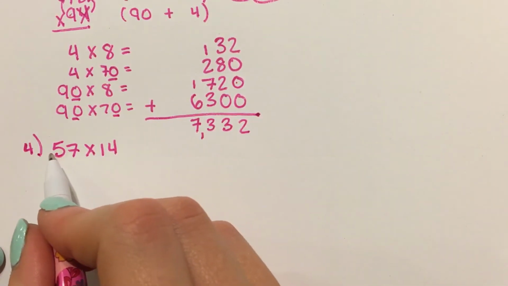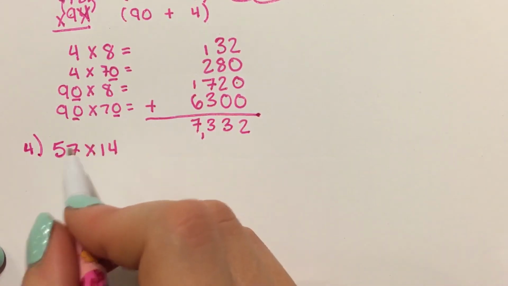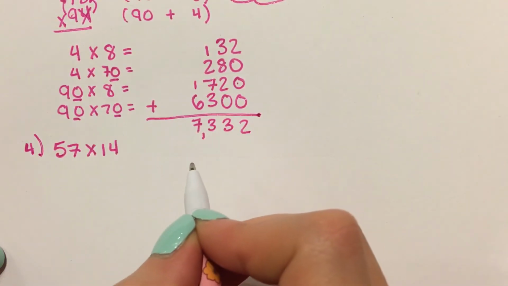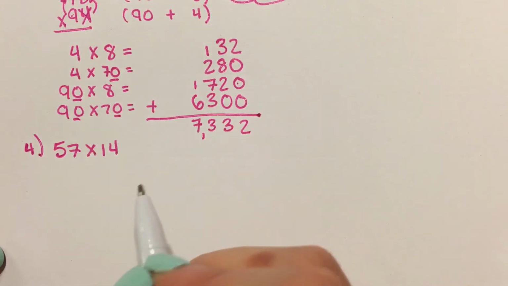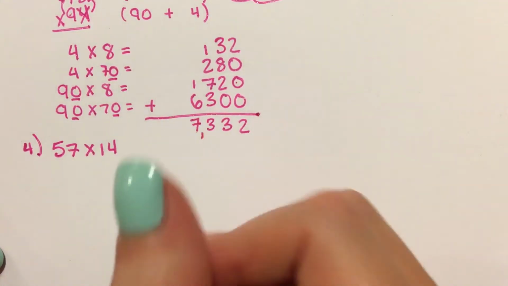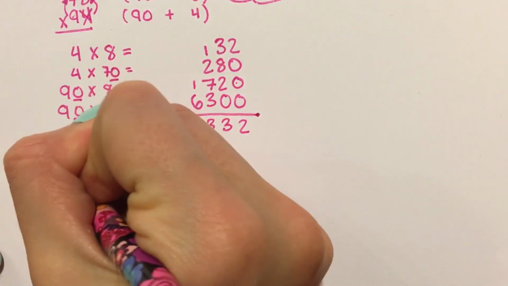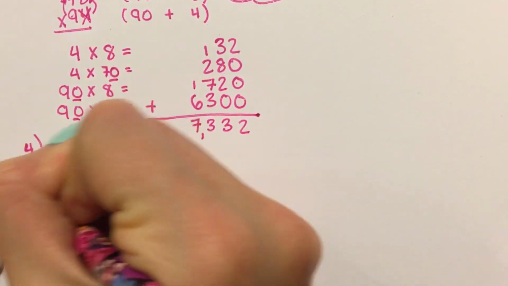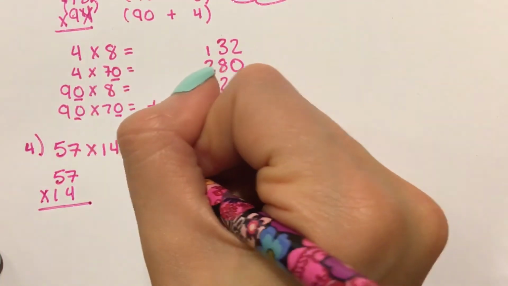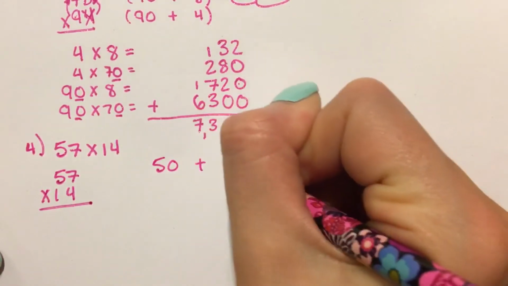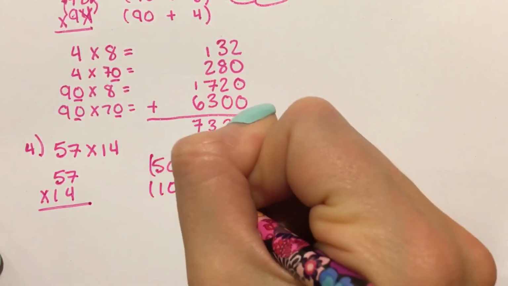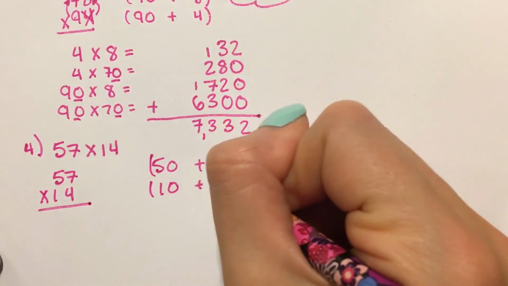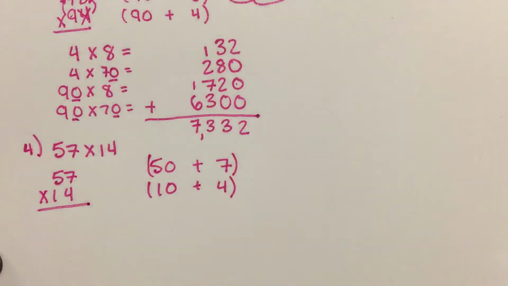Okay, so this is written horizontally. I need to go ahead and stack it up, break it up, or decompose. Do my pieces, multiply, and then add. So I'm going to do 57 times 14. Now I'm going to decompose. 57 turns into 50 plus 7. And 14 breaks up or decomposes into 10 and 4.